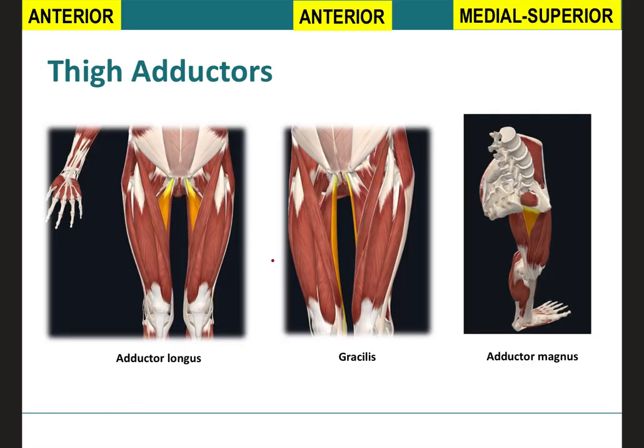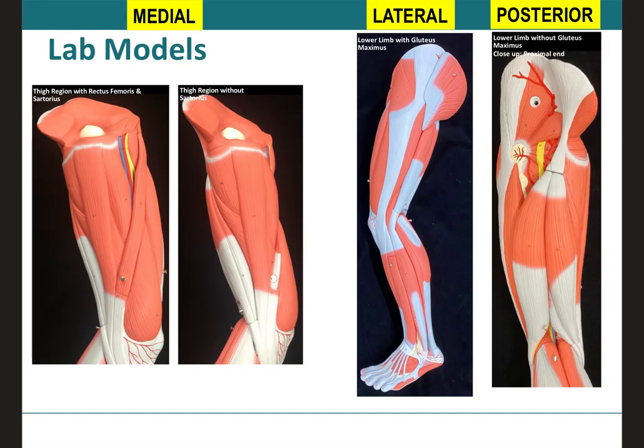And here we have the muscles highlighted. This will be your adductor longus. Notice how it is medial. Then you have the gracilis, which is more medial than the adductor longus, and a little more posterior, but also medial, you have the adductor magnus. To be able to bring the thigh closer to the midline, they all have to be located medially. Let's take a look at the lab models and see which muscles we covered so far.